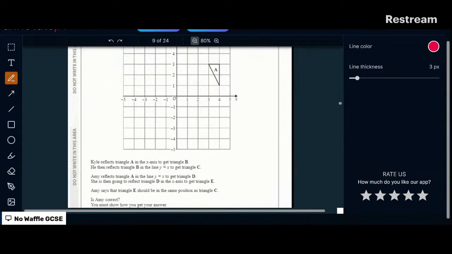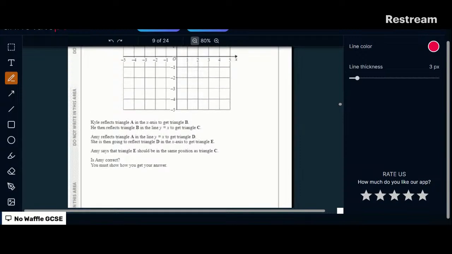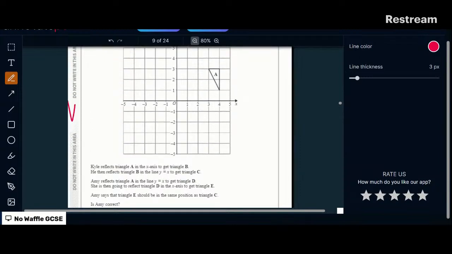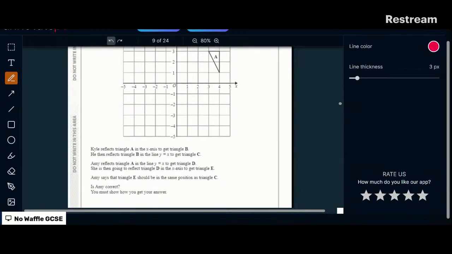Amy reflects triangle A in the line y is equal to x to get triangle D. She's then going to reflect triangle D in the x-axis to get triangle E. Amy says that triangle E should be in the same position as triangle C. Is Amy correct? So the best thing is to actually use the diagram given. So let's draw all of the triangles out.